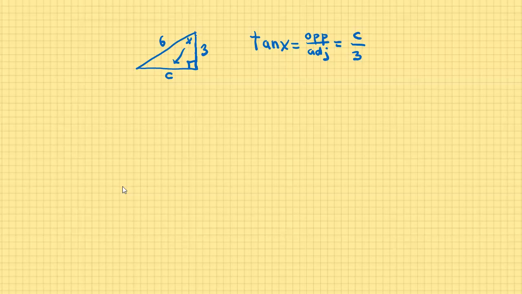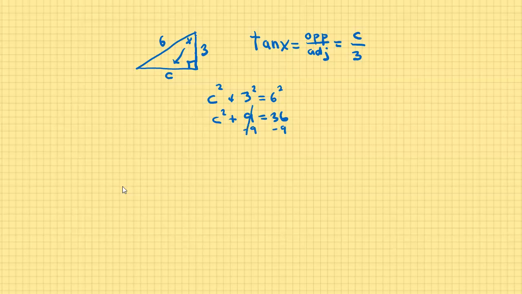We have C there, and we can find out what C is using the Pythagorean theorem. So let's go back to the diagram here. The Pythagorean theorem tells us that the sum of the squares of the legs, c squared plus 3 squared, is equal to the hypotenuse squared, which is 6 squared. Okay? So let's go ahead and square 3 and square 6. That's c squared plus 9 is 36. Now I'm going to subtract 9 from both sides.